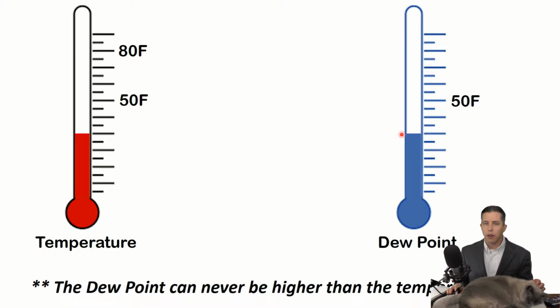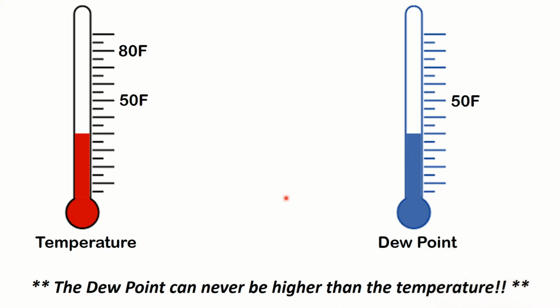down to 30. One of the laws to keep in mind: dew point can never be higher than temperature. Dew point can never be higher than temperature. So here they're the same. You can have temperature higher than dew point, but you can't have dew point higher than temperature.